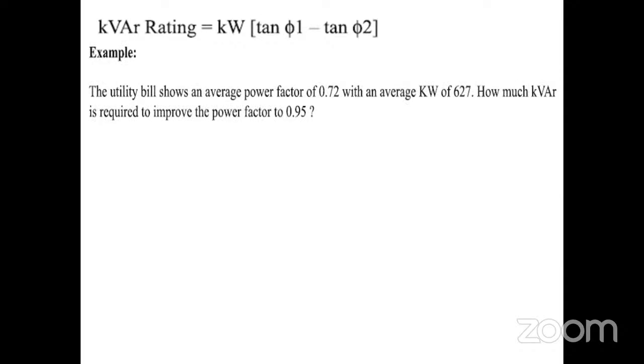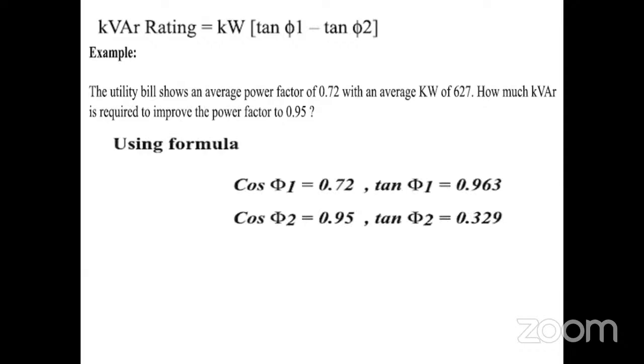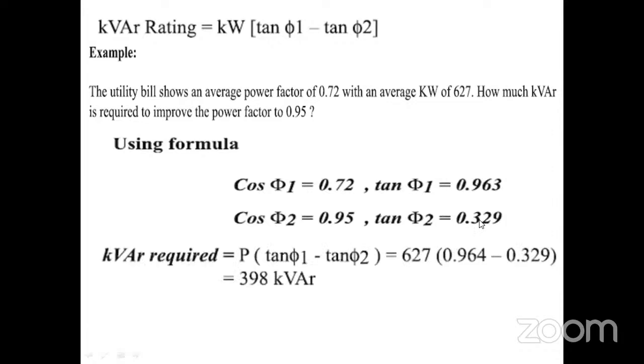Example: a utility bill shows an average power factor of 0.72 with an average kilowatt of 627. How much kVAR is required to improve the power factor to 0.95? Cos phi 1 is equal to 0.72. From this, we can find tan phi 1, that is 0.963. Cos phi 2 is 0.95. Just take inverse cos to get the angle and then find tan phi 2. So we'll get 0.329. kVAR required is equal to the power into (tan phi 1 minus tan phi 2), that is 627 into (0.964 minus 0.329). The kVAR rating will be 398 kVAR.